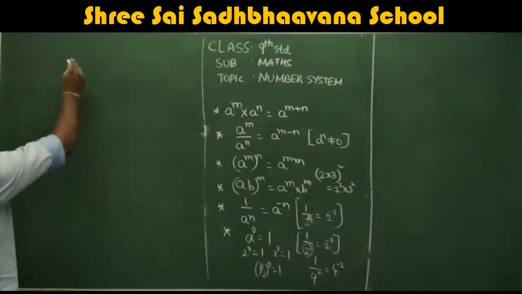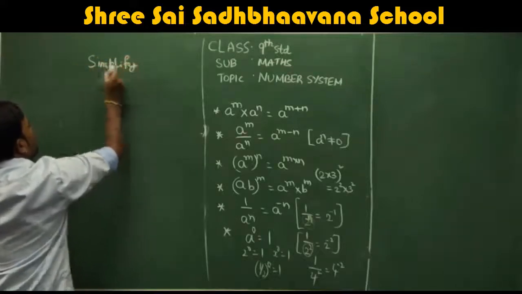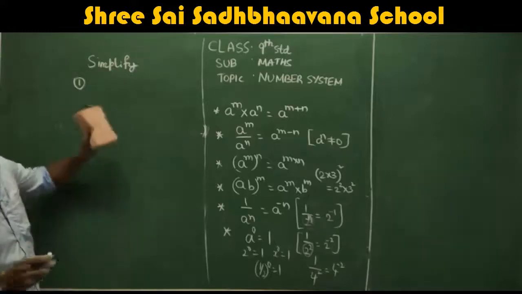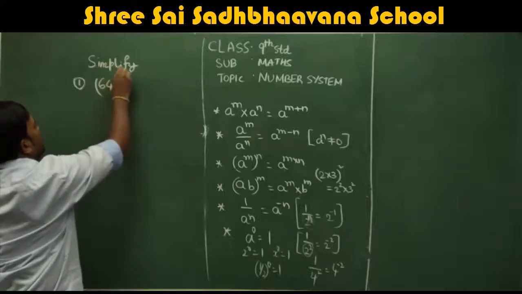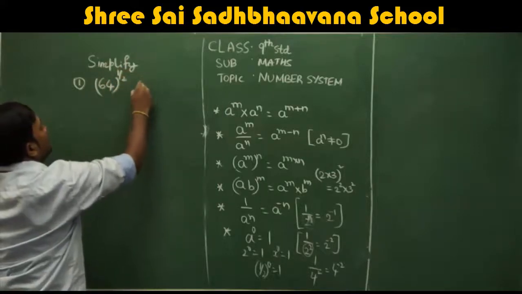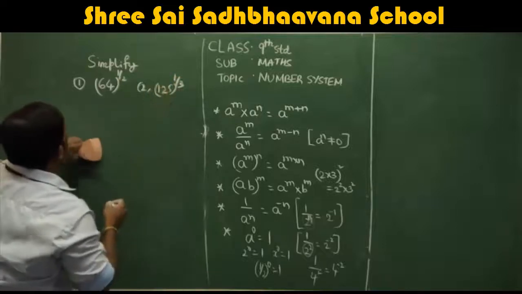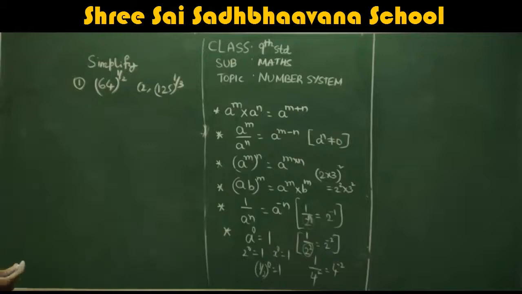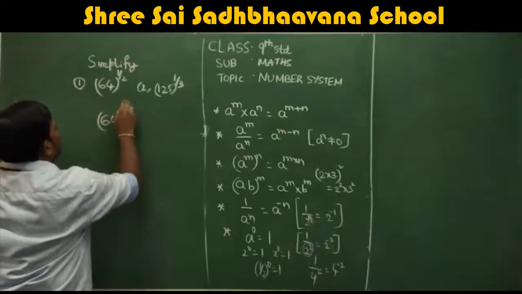First one, simplify. First one is 64 whole power 1 by 2 and 125 whole power 1 by 3. Okay. See, anyway, simplification is very simple here. Okay. First one, let me take 64 whole power 1 by 2.